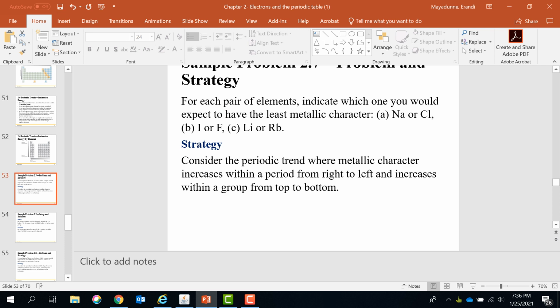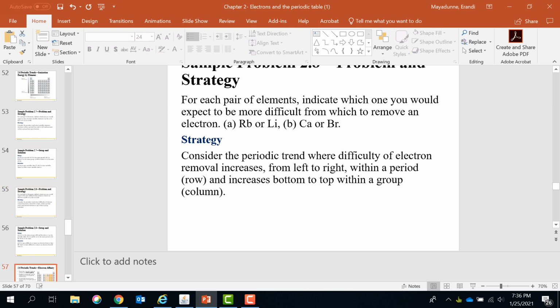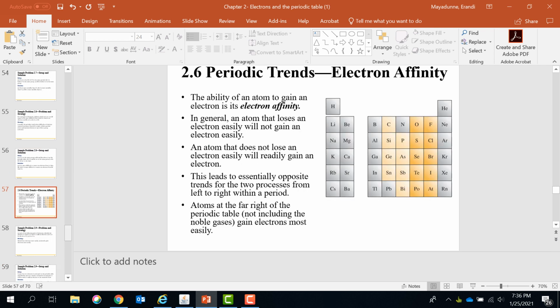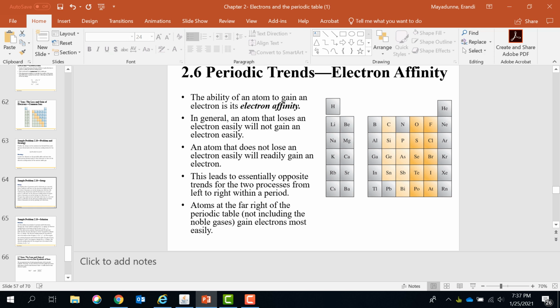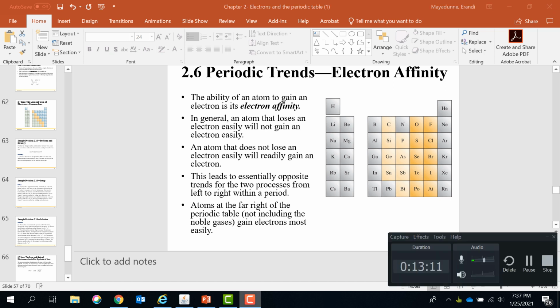So the metallic character decreases when you go across the period, and increases when you go down the column. Like that we do the metallic character, electron affinity, and so on. And I hope this video will help you to understand this.